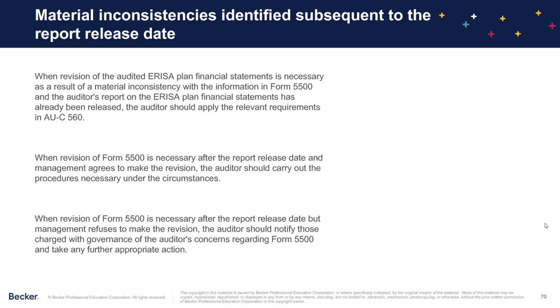When revision of the audited plan financial statements is necessary as a result of material inconsistency with the Form 5500, and the auditor's report on the financial statements has already been released, then we're going to also follow AUC 560, which is our subsequent events and subsequently discovered facts. When revision is necessary to the Form 5500 after the release date, then the auditor should carry out procedures necessary under those circumstances. And if it's a revision to the Form 5500 after the release date, but management won't make the revisions, then we should notify those charged with governance of any concerns and take further appropriate action.